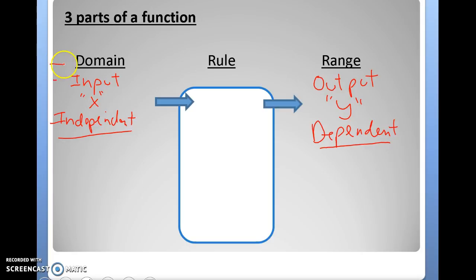So we're going to be using these four different terms interchangeably. The domain, which is the input, which is the x values, which is also the independent variable. And the range is the output or the y variables or the dependent variables.